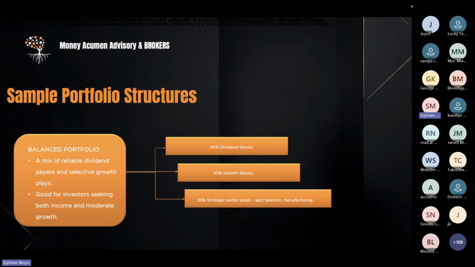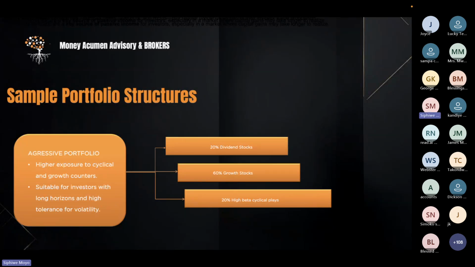So this will be your agri sector, telecoms, and the manufacturing sector. So this is like a proper balanced portfolio, which can enable you to take advantage of both income in terms of dividend and growth in terms of capital gains in the medium to long term.